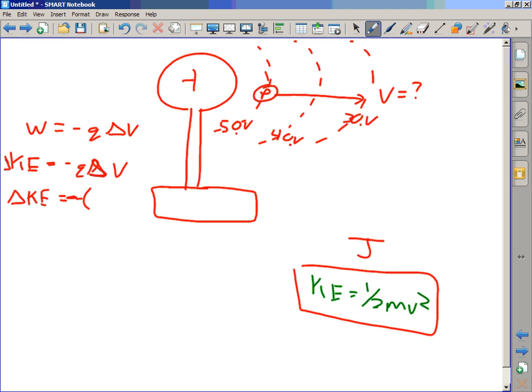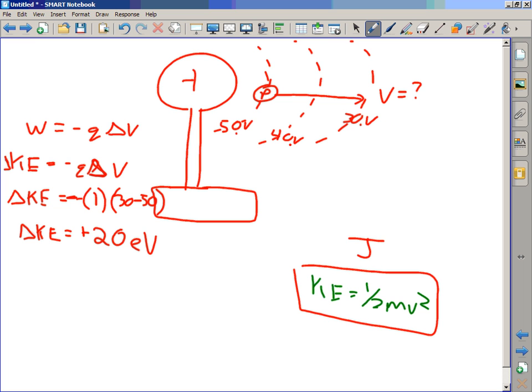Now, how many electrons is one proton worth? 1. So this is negative and then 1 for the charge. Delta V is final minus initial. That's 30 minus 50. So this becomes delta KE equals positive 20 electron volts.